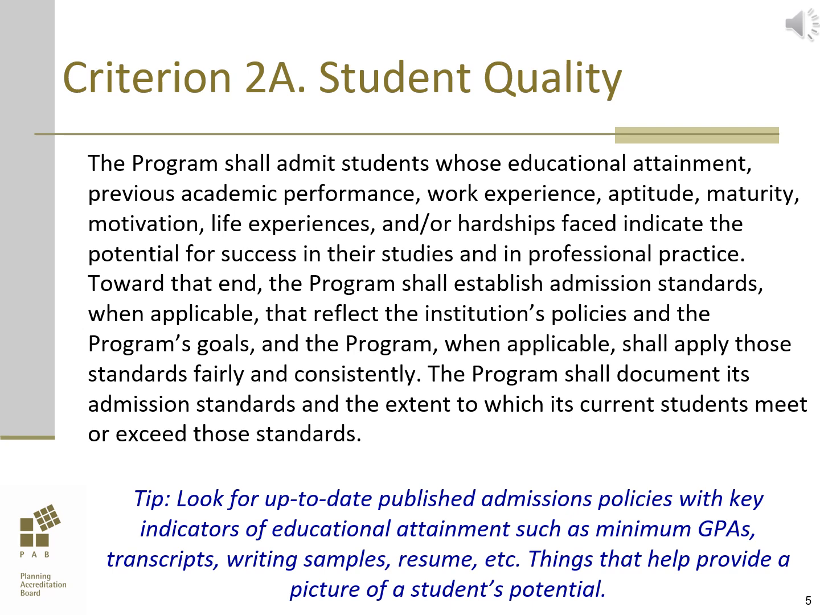This criterion addresses whether a program has appropriate admission standards that ensure that students have the necessary background to succeed. These standards should be a combination of academic and non-academic criteria that the program considers relevant and should be appropriate based on the program's mission, goals, and objectives. Tip: look for up-to-date published admissions policies with key indicators of educational attainment, such as minimum GPAs, transcripts, writing samples, resumes, etc. Things that help provide a picture of a student's potential.